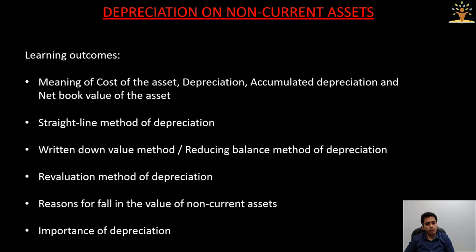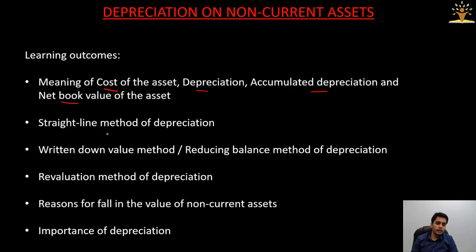So let's see what we are going to learn today in this video. First, we understand the cost of the asset. What is cost of the asset? In the previous video we've already discussed how you calculate the cost of an asset and the capital expenditure. Then we understand the meaning of depreciation. We understand what is accumulated depreciation and the net book value of the asset. We understand the meaning of these terms.